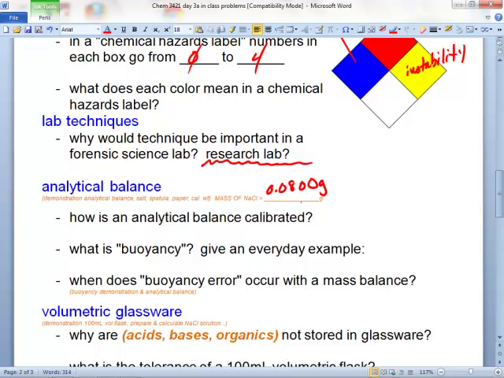What's an example of buoyancy? Dump a straw in water, it floats. It's buoyant. Boats, whatever. Ice cubes. When does buoyancy error occur with a mass balance? What the heck? Buoyancy error with a mass balance? Remember what we did? Folded our paper, teared it, put it, all right? I mean, anything you're going to mass. How can there be buoyancy error?